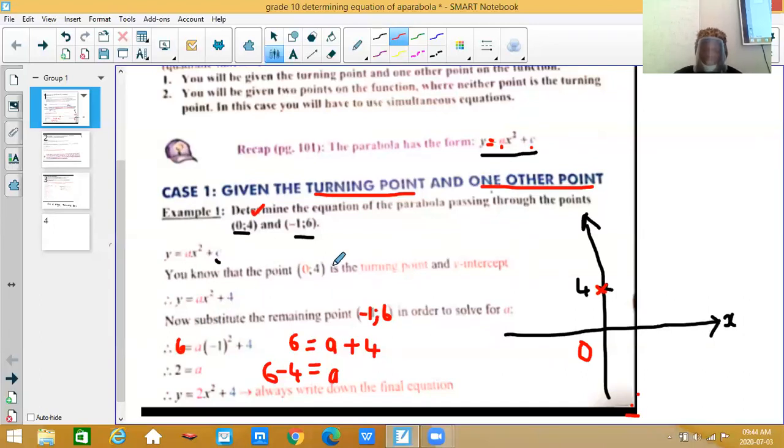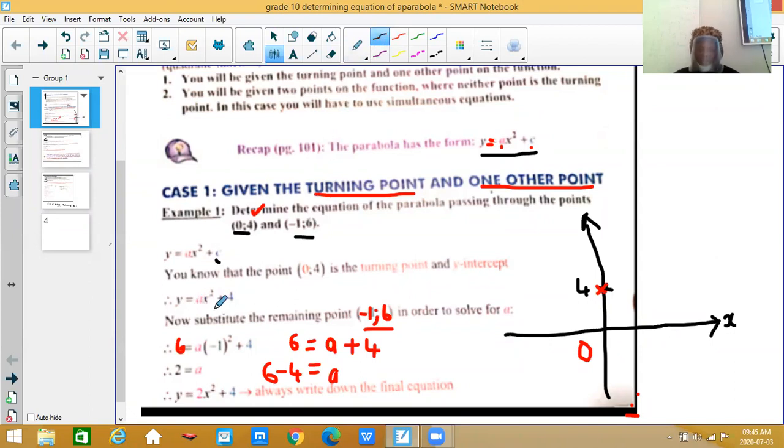Now, what you need to do, from this turning point, since c is the turning point, you replace the value of c with a 4. So you are saying y is equal to ax squared plus 4. Are you getting it? Because this is the turning point. Now, we are remaining with this other point, which we need to substitute into this equation.